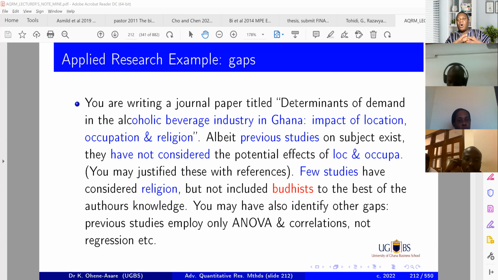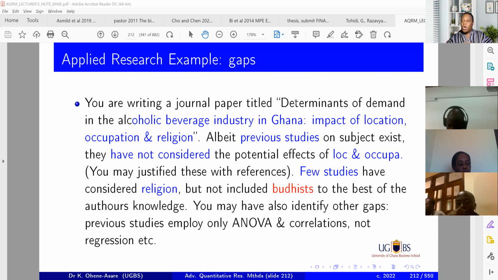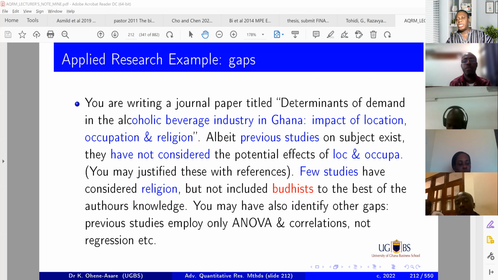This is what we call the problem statement. This is your problem statement. So the problem in this case is that they have not considered Buddhism. The problem is that they have not looked at these kinds of occupation. And yours is to get it. But that is not the only thing. These are called conceptual gaps.